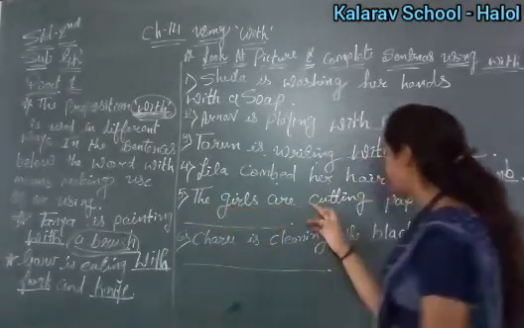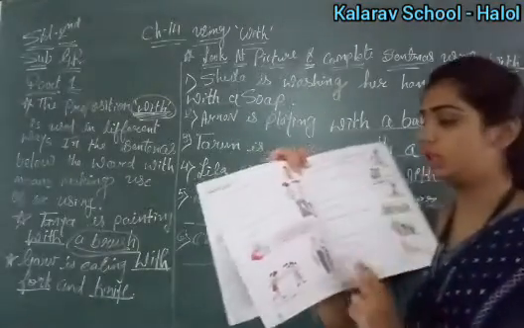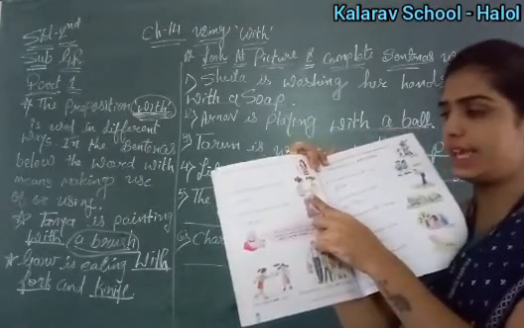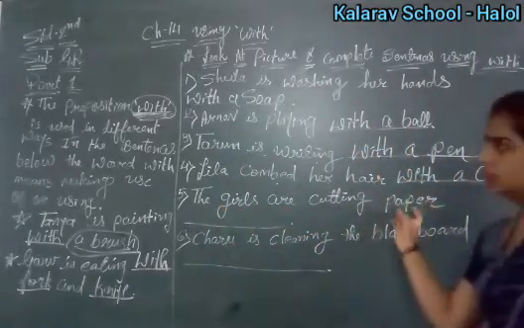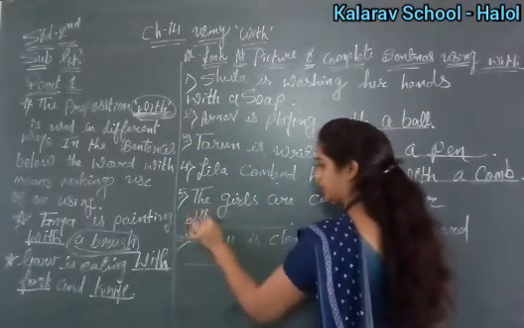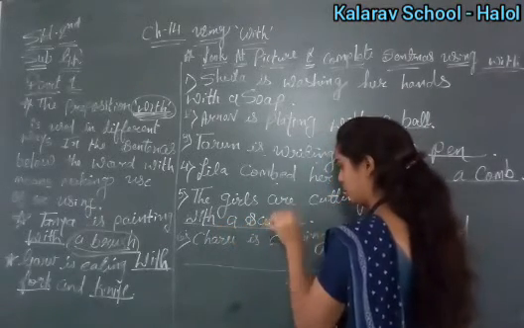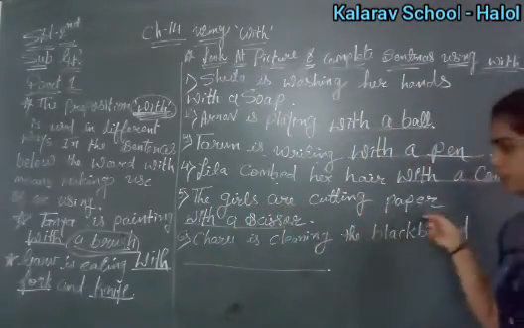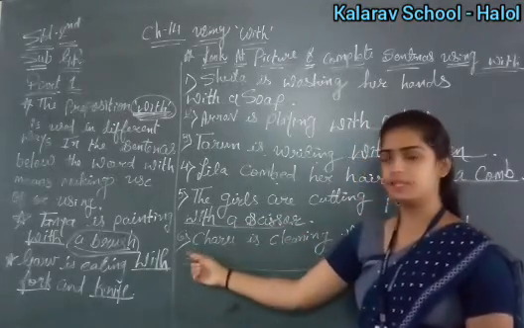The girls are cutting paper. Now see what the girls are doing. They are cutting paper, but किससे cut कर रहे हैं? Scissor से. Yes. So what will we write? The girls are cutting paper. Now what will we use? We will use "with". With a scissor. Clear? The girls are cutting paper with a scissor. Clear? Now see sixth number.